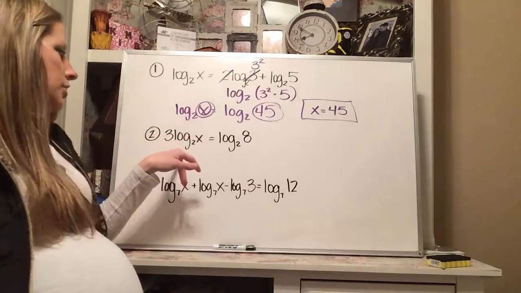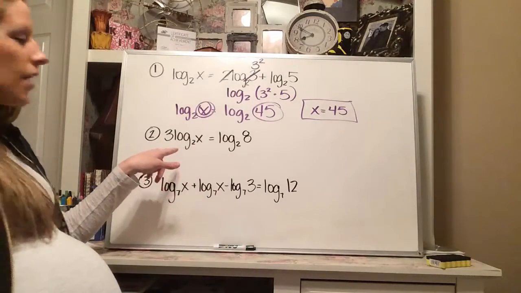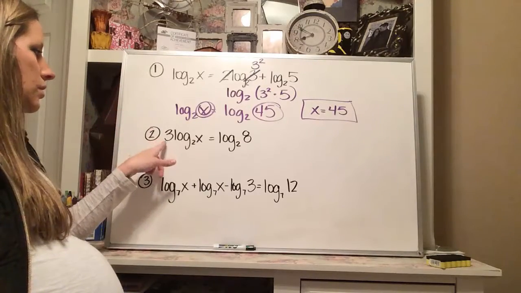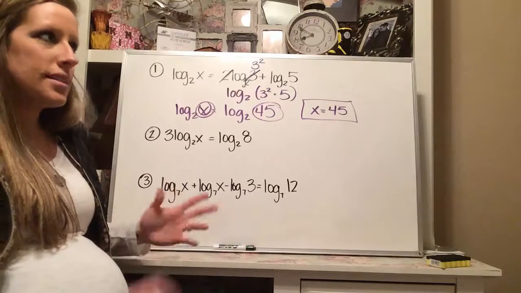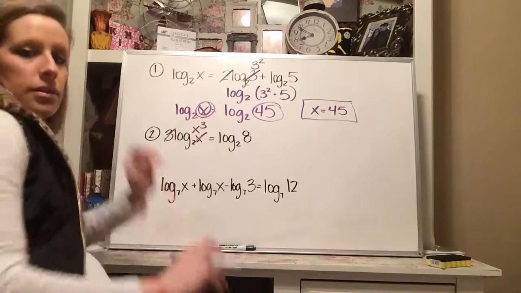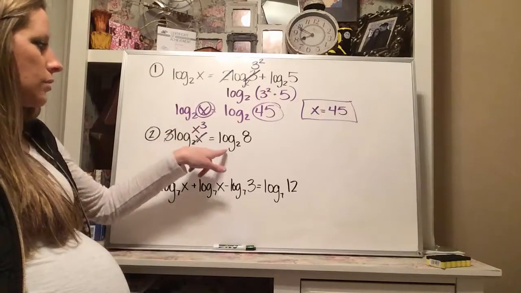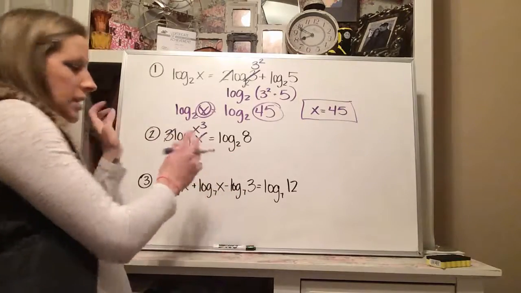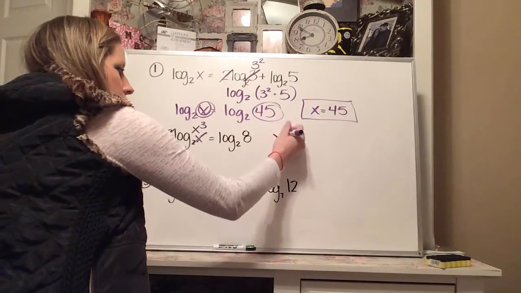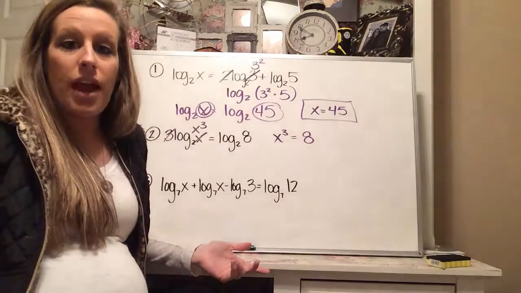Okay, so let's look at number 2. We need to condense them. So look at the left side. See how the left side has a number in front? It has that 3. That 3 in front acts as that power. So this will change to x cubed. Okay. So we have log base 2 of x cubed equals log base 2 of 8. Since we have the same log on both sides, we can set x cubed equal to 8. Okay, and then we can solve for x.